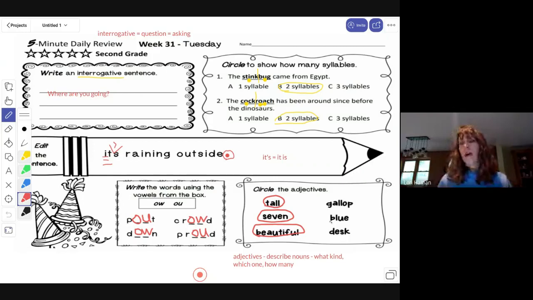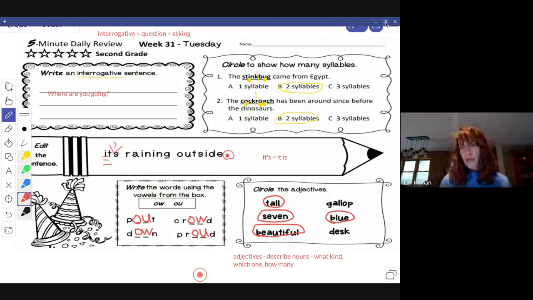Colors are always adjectives. So you might say, which house do you live in? The blue house. Okay. Gallop is not an adjective because it's a verb. It's an action. You can say, I can gallop. And desk is not an adjective because it's a noun. Nouns are people, places, and things. And definitely a desk is a thing.